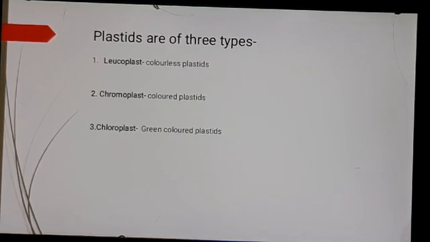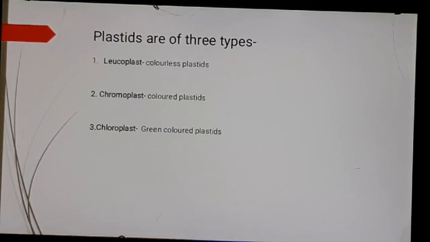The second type of plastid is chromoplast. Chromoplasts are colored plastids. Usually they are found in red, yellow and orange colors. Because of the presence of these chromoplasts, the flowers and fruits are able to get their color. You can observe different colors in flowers and fruits. This is because of the presence of chromoplasts. Hence, chromoplasts help in the attraction of insects, which helps in pollination and even in the dispersal of seeds.